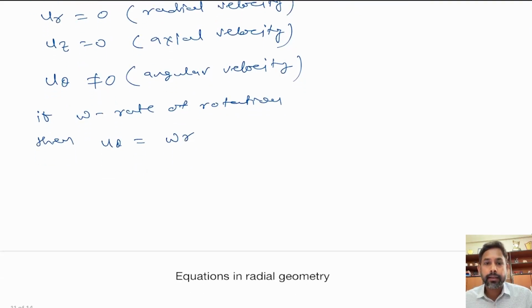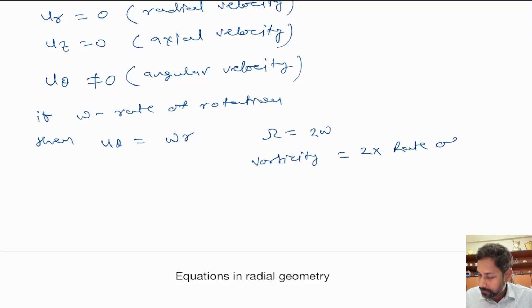The rate of rotation is related to vorticity. This is something we already know, which we did not discuss today, but this is how the vorticity is related with the rate of rotation. Vorticity is generally 2 times the rate of rotation for any angular motion. This is a well accepted result, not something we are assuming. This is how the vorticity comes into the picture, and that is why we can simply consider u theta to be omega r by 2.